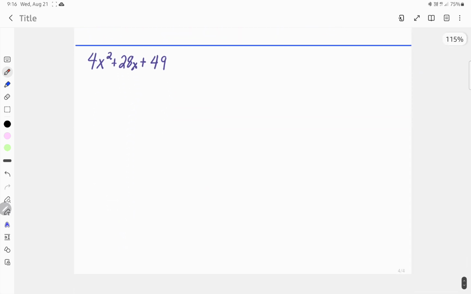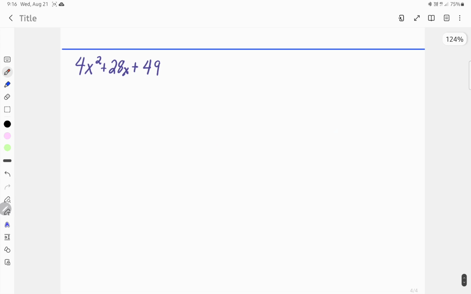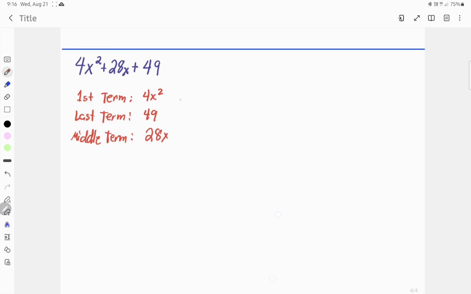Okay, another one. Let's factor this one. I think this would be my last example. So let's try this one. Let's go with the first term. The first term is 4x squared. Last term is 49. And then the middle term is 28x.